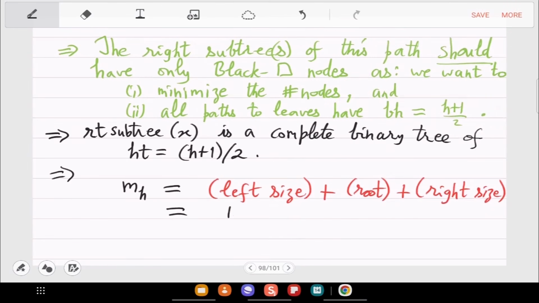So this will be the size of RB, which is m_h minus 1. Okay, so m_h minus 1 plus 1. What is the size of the right subtree, which is the complete tree?